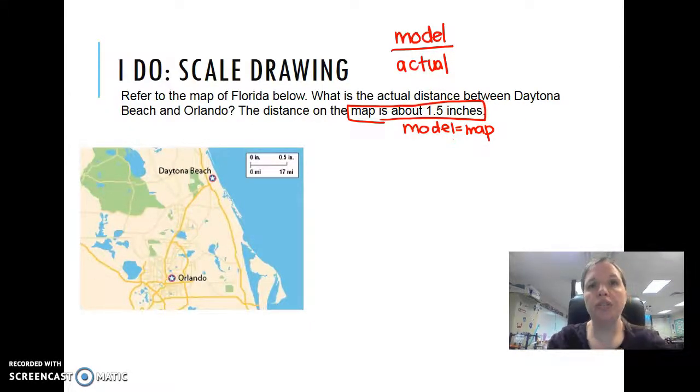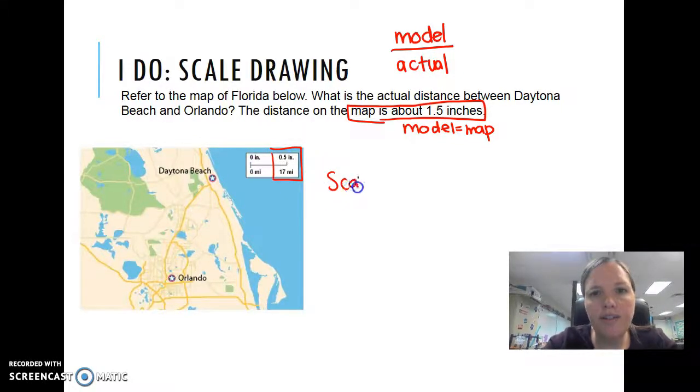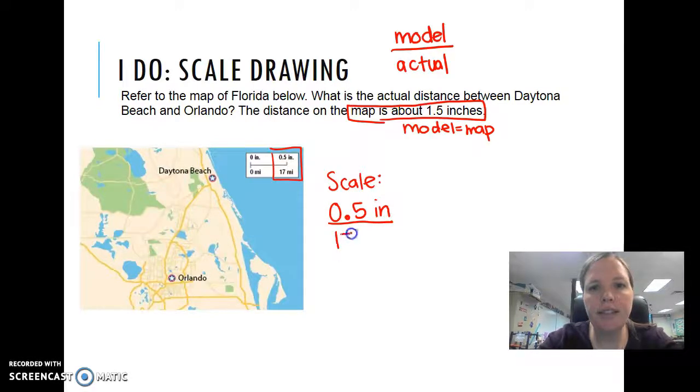What we need to use is a scale, and you might see it on the map, that tells us what a certain distance on the map measures. So we have a scale, and you're going to be writing this along with me on your page: the model is saying that 1/2 inch on the map is the same as 17 miles in real life. So here's the model, and here's, I'll change this to real life.